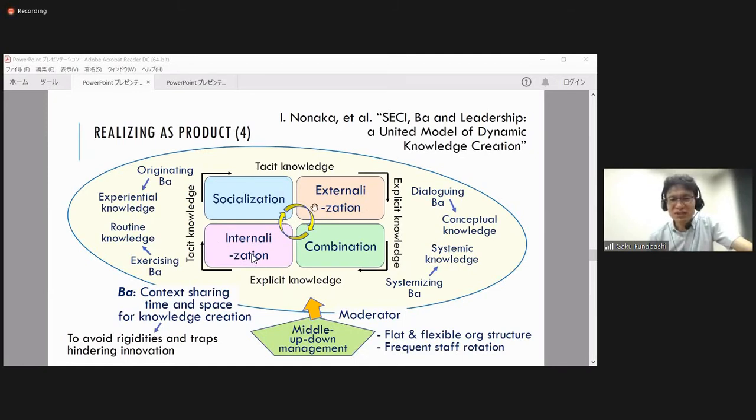For each process, you share the knowledge, and you share the time and space with other members for knowledge sharing. That is a special kind of context sharing. That's the Japanese word. And every time you go through each process, you go through with other members. And this middle-up-down management, let me explain on Thursday when I explain about the Japanese corporate system.